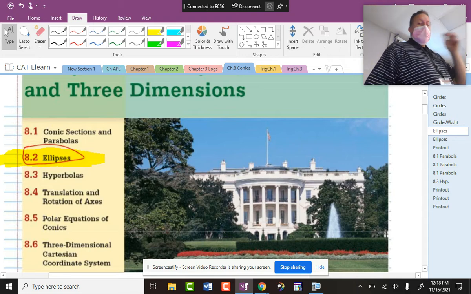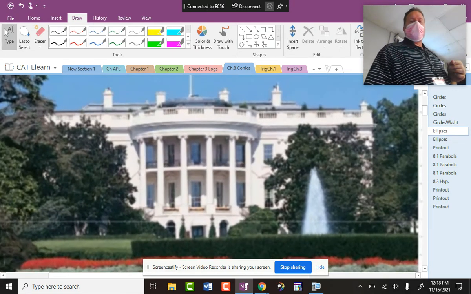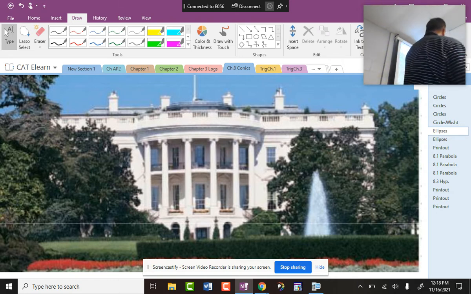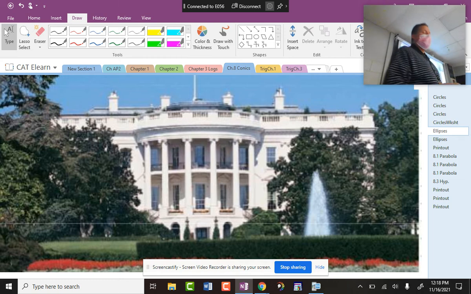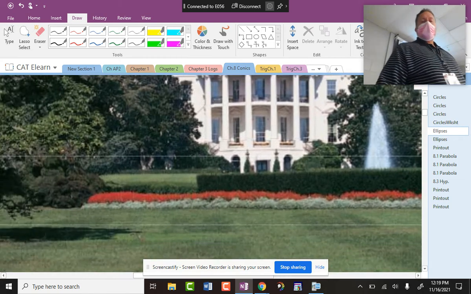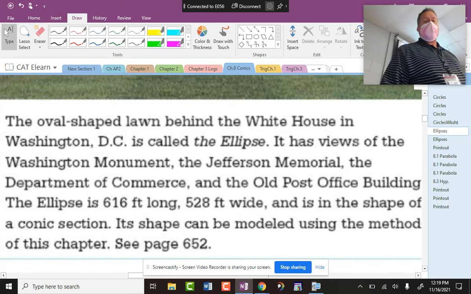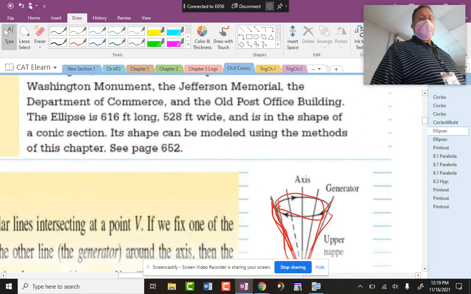They should be. But then look at that good old White House. Nothing controversial about that place, right? That White House itself, the architecture of it has many conic sections. That looks kind of like a circle. There's something called the Oval Office, which is an ellipse, and so on and so on and so forth. Oval shaped lawn behind the White House, that's an ellipse.